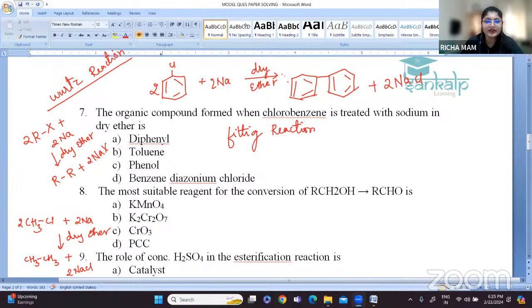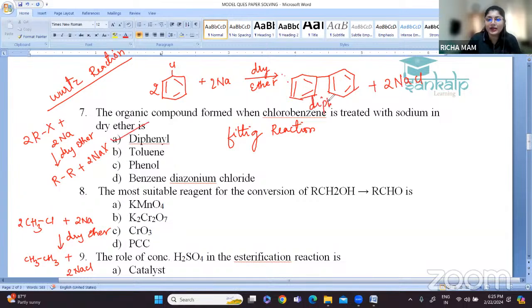So did you understand the difference between Wurtz reaction and Wurtz-Fittig reaction? The reaction is same. In Wurtz reaction, we are taking alkyl halide. And in Wurtz-Fittig reaction, we are taking aryl halide. So the organic compound chlorobenzene is an aryl halide. When it is treated with sodium in the presence of dry ether, we get diphenyl.